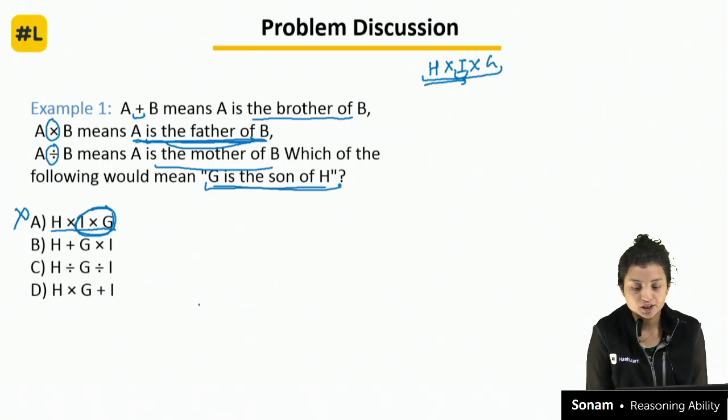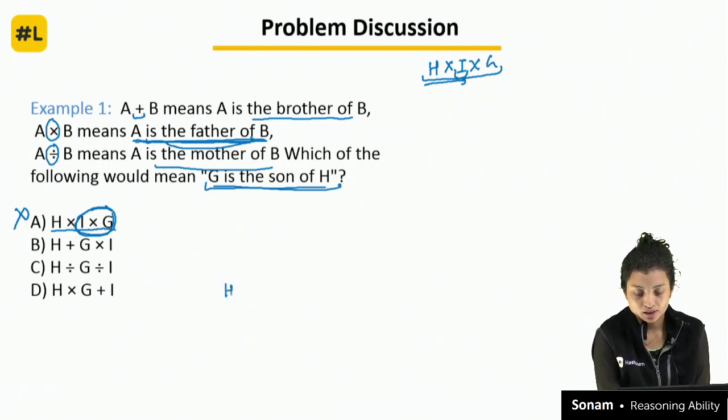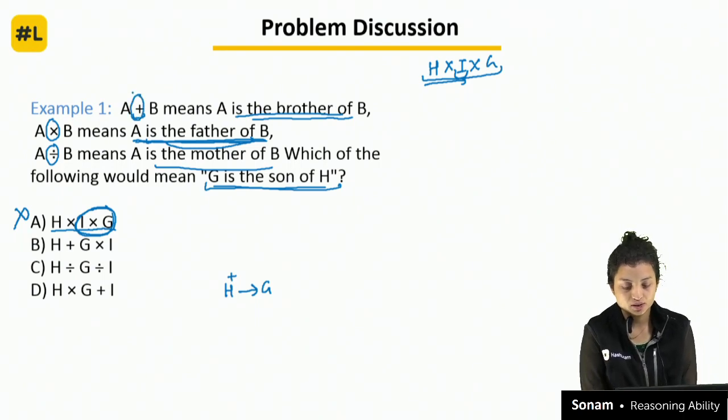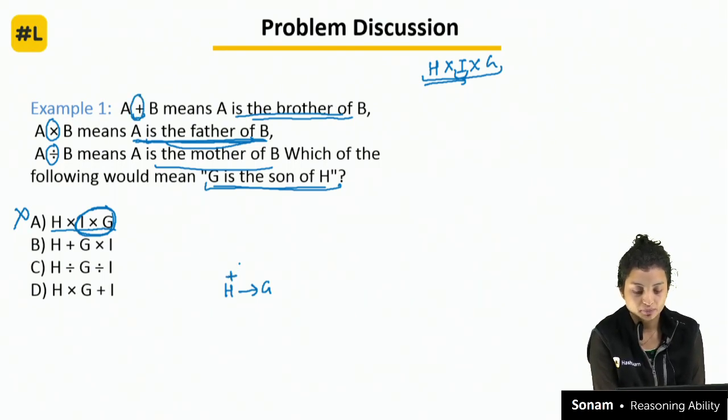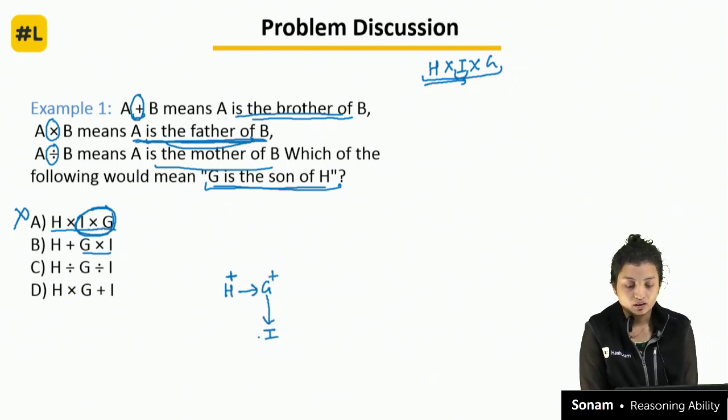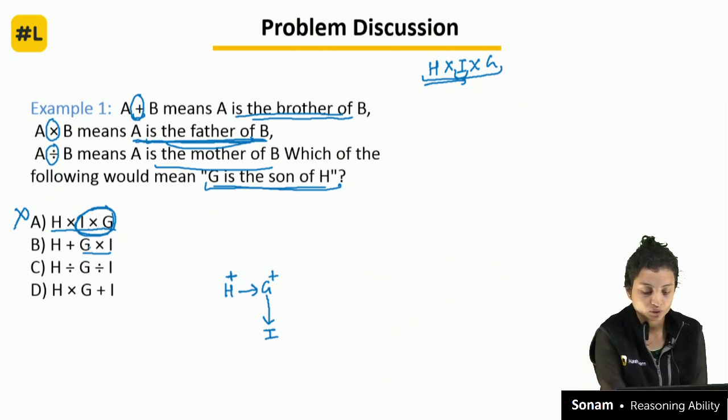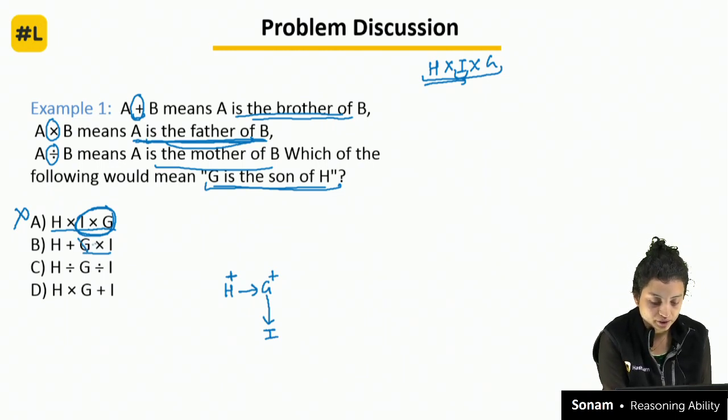H plus G means H is brother of G, right? H is brother of G by the symbol. H plus G means H is brother of G, and H is male because brother, right? And G into I means G is father of I, right? Okay, it's very simple. We don't have to do this part also. Yes or no? We don't have to solve the second part.